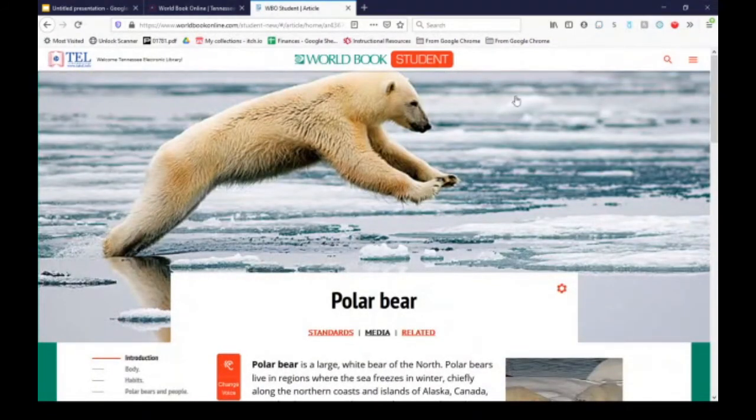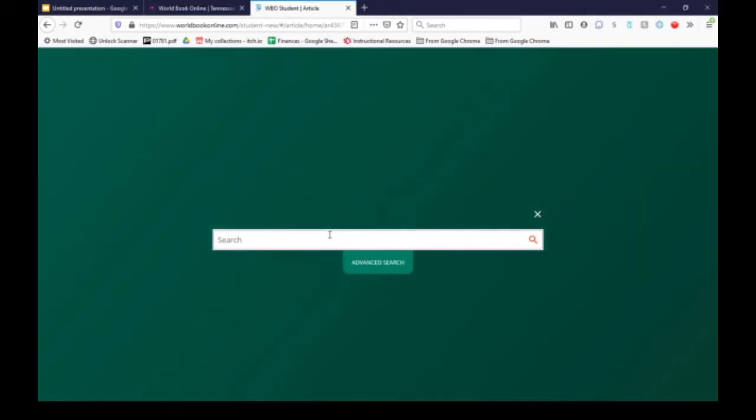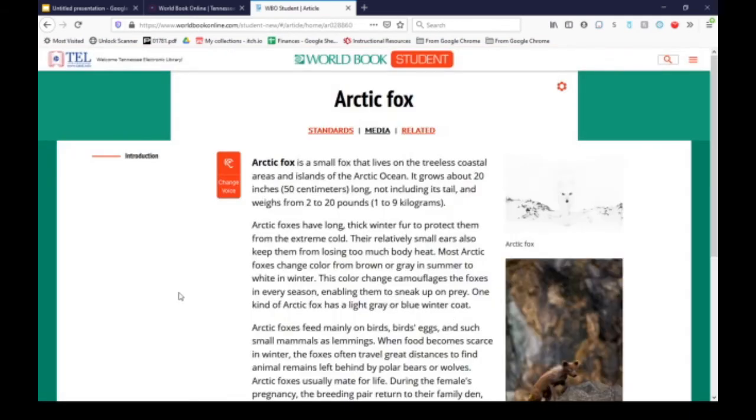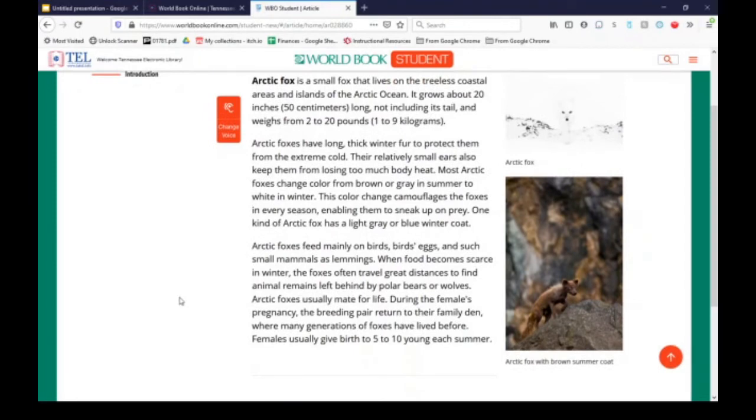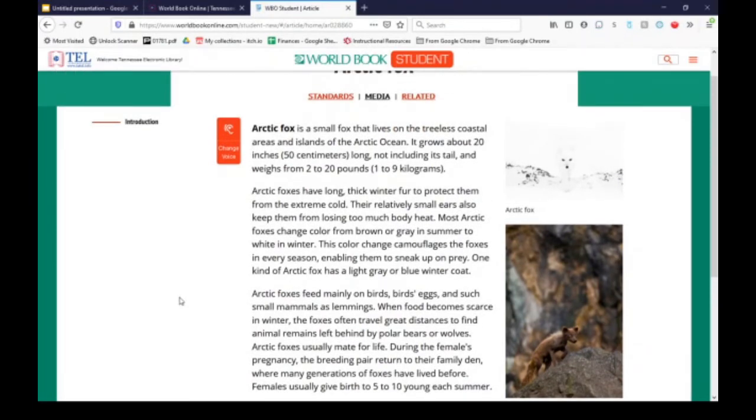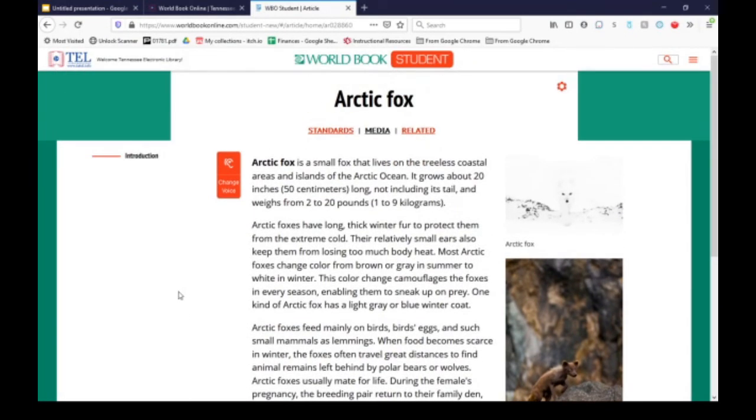that's just one article. Okay. You can look up anything. Polar bears, right? Well, you can look up different kinds of animals. Arctic fox. If I can spell. Hey, Arctic fox, all right? So this one's also, again, not very long. It's just three paragraphs. It's a small fox that lives on the treeless coastal areas and islands of the Arctic Ocean. About 20 inches tall.